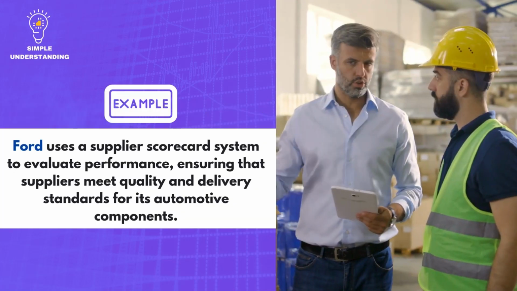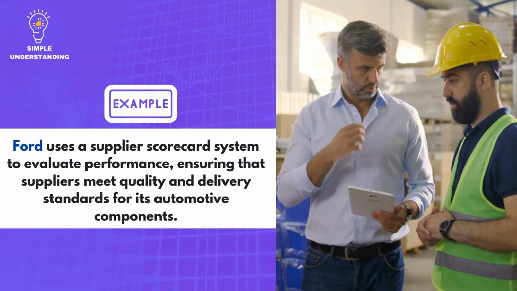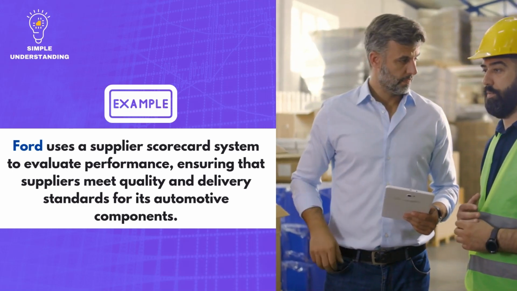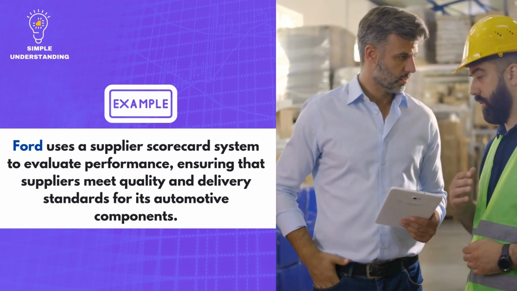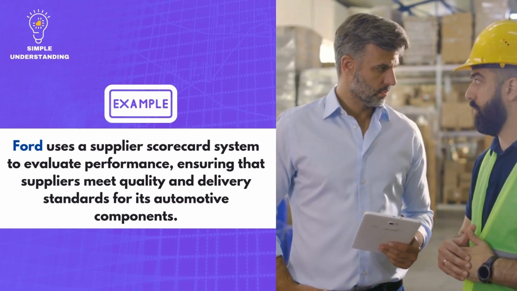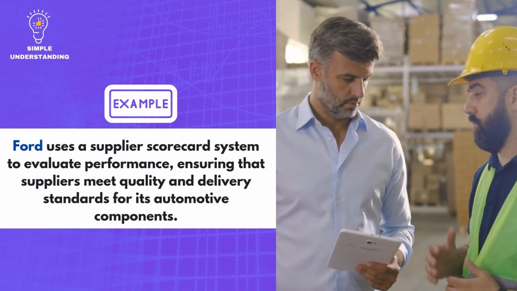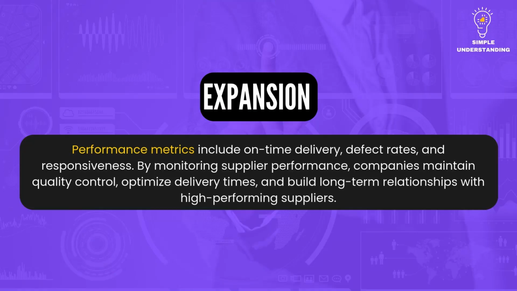Real company example. Ford uses a supplier scorecard system to evaluate performance, ensuring that suppliers meet quality and delivery standards for its automotive components. Expansion. Performance metrics include on-time delivery, defect rates, and responsiveness. By monitoring supplier performance, companies maintain quality control, optimize delivery times, and build long-term relationships with high-performing suppliers.